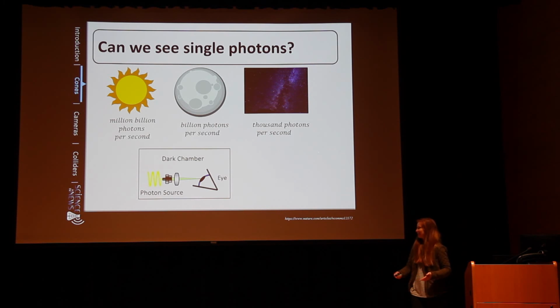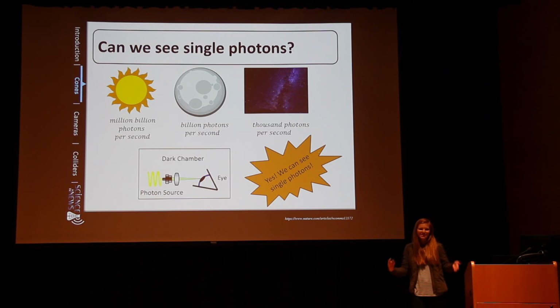Yes, we can actually detect single photons. The researchers found that given the right conditions of a dark chamber, when your eyes could adjust to the right degree, you could actually see single photons, which just goes to show how well our rods and cones can detect these photons that are coming from our sun.